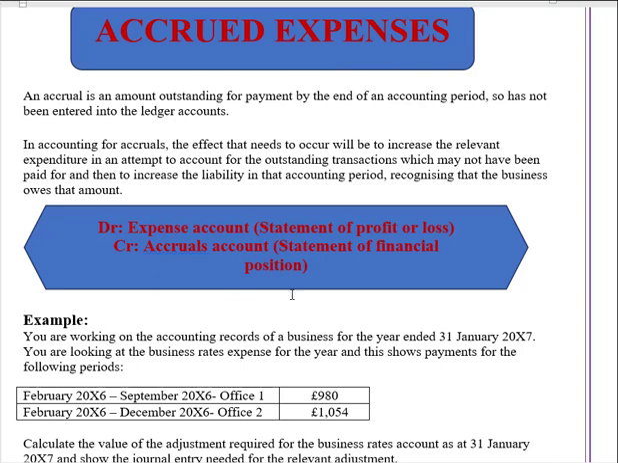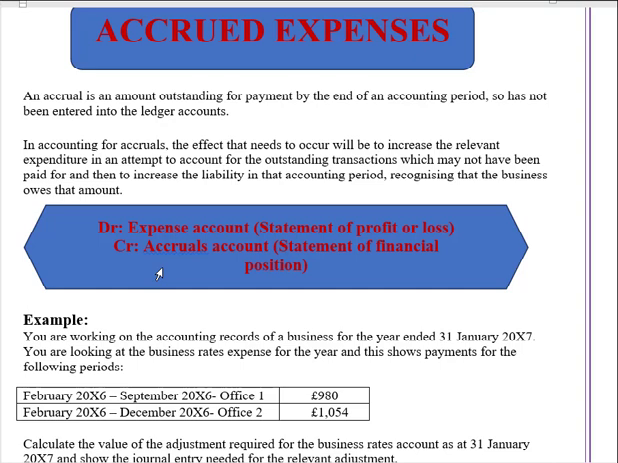What will be your double entry? You will debit the relevant expense account, which will be in the profit and loss account, and you credit the accruals account, which goes into the statement of financial position, which is also known as your balance sheet.